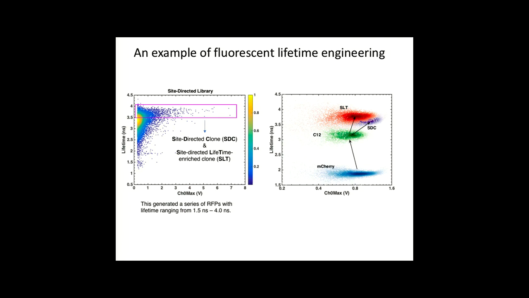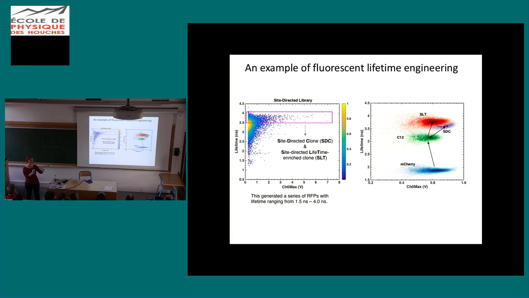What the pink represents is we set a gate so that if you have a lifetime up here, we want to keep you, and then it'll sort that cell. And then we can collect those, and if we run them through this device again, we see, okay, indeed the population has shifted. So now we have cells that have fluorescent proteins, and all those fluorescent proteins have long lifetimes.